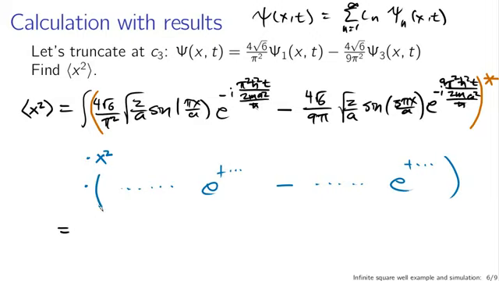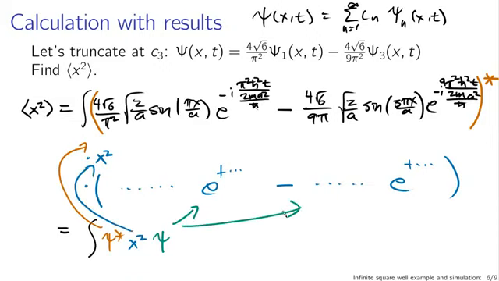This is the integral of psi star, x squared, psi. This is psi star, this is x squared, and this stuff is psi. We have to integrate all of this dx from 0 to a. This is pretty messy as well.